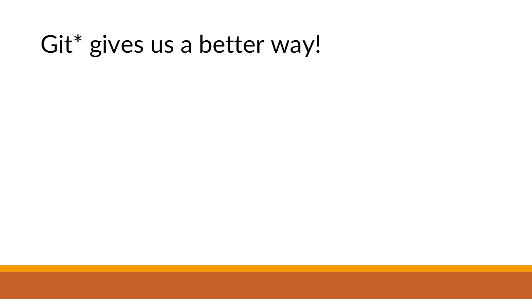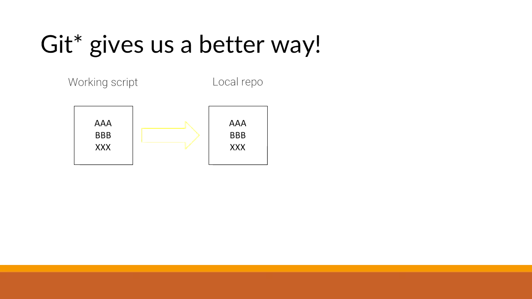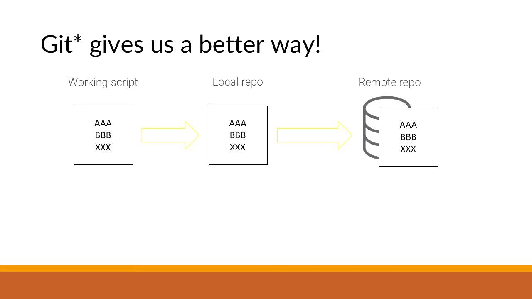So to illustrate this, let's have a little diagram. So we have the current version of our working script. What we do with Git is we commit these changes to a local repo or repository, and this is essentially just a special type of folder that keeps track of changes that you make to your script. And we can also push this version to a remote repo in order to make sharing with others easier later, but I'll cover that in the next section of the talk.